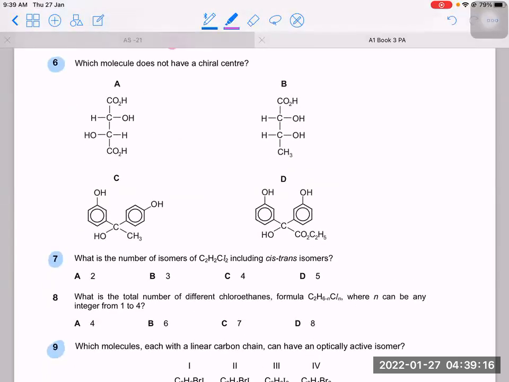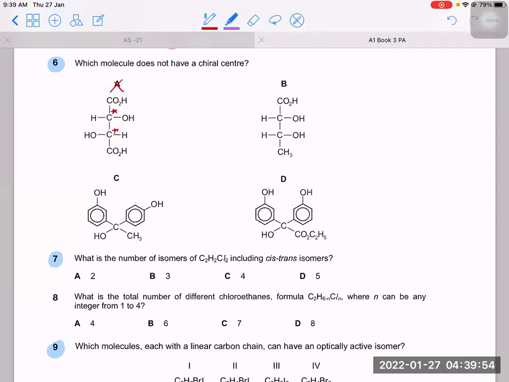Which molecule does not have a chiral center? Okay, let's check. Can this be chiral? No. Why? Double bond. CO2H has a double bond. Can this be chiral? Yes, a CO2H, a H, a OH, and all of this. Yeah? Can A be your answer? No, because they're saying which does not have a chiral center. This does. Also, if you check, this is also chiral.